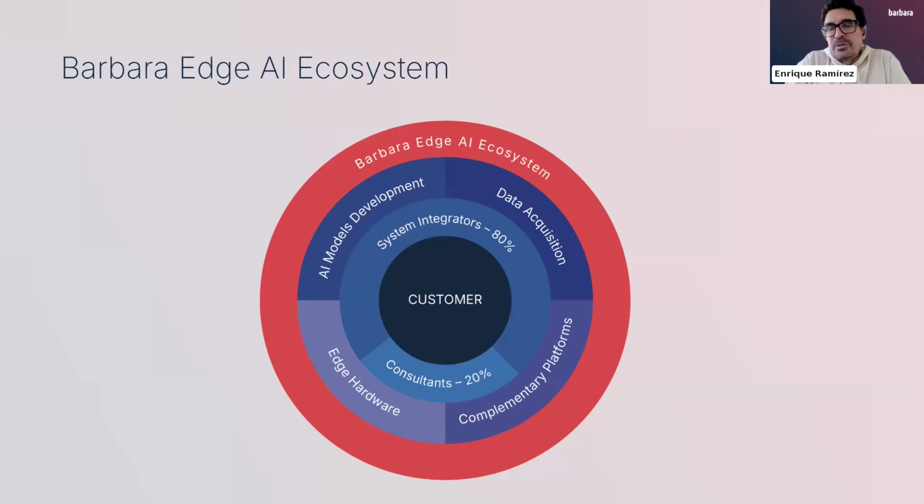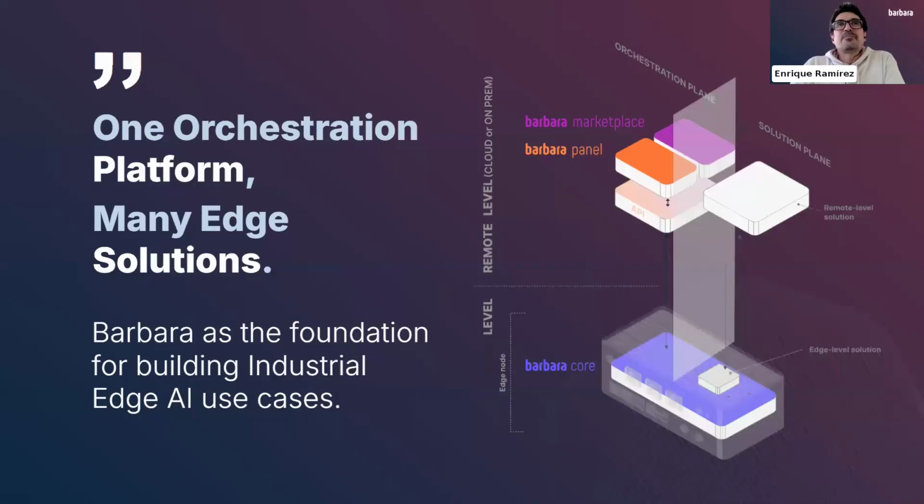We will see later that the marketplace is another part of the platform. So you can choose an AI model, you can choose a data acquisition tool, you can connect to another platform, and this way you can integrate all these services together easily to have a complete use case for your customers. So this is what we call the Barbara AI ecosystem, based on partnerships, integrators and consultants, and also these applications available in the marketplace.